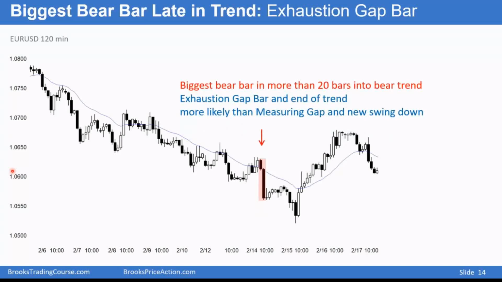Big bear bar, more likely an exhaustive end of the trend than a measuring gap and a new swing down. This is that sell climax. We have a little sell climax here. Turned out we got one more small leg down, but after this, 60% chance, one more leg down and then a reversal up.